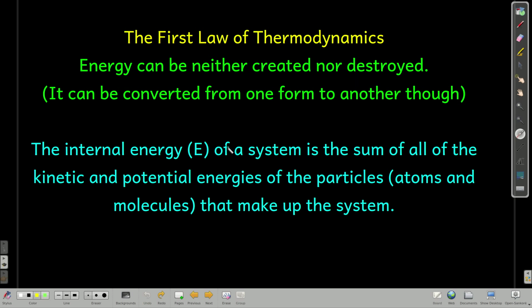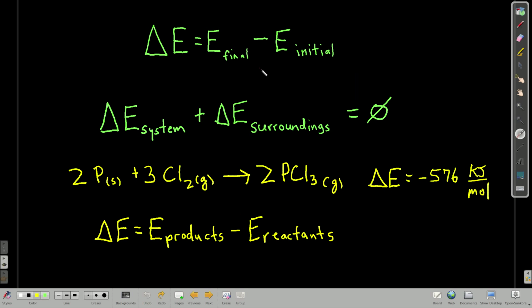The internal energy of any system is just the sum of all the kinetic and potential energies of the particles that make up that system, the atoms and the molecules. Now, that's a lot of things to take into account. It's literally impossible for us to take even a simple system like a beaker of water and measure and add up the kinetic and potential energies of all those atoms in there. But luckily for us, we have another way of getting at it.